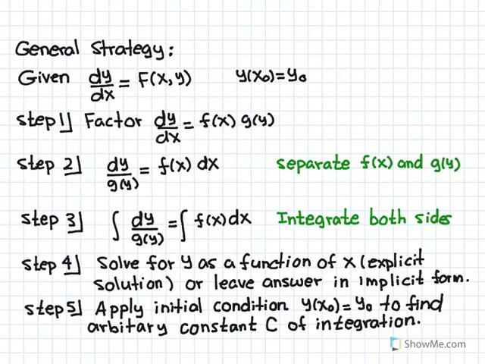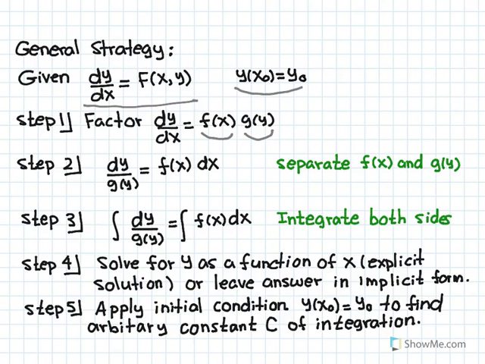All right, so what is the general strategy? Given dy/dx equals f of x, y and y of x0 equals y0, this is an initial value problem. We have a differential equation and we also have an initial condition. So the first step is to factorize dy/dx as a product of a function of x times a function of y, so f of x times g of y.